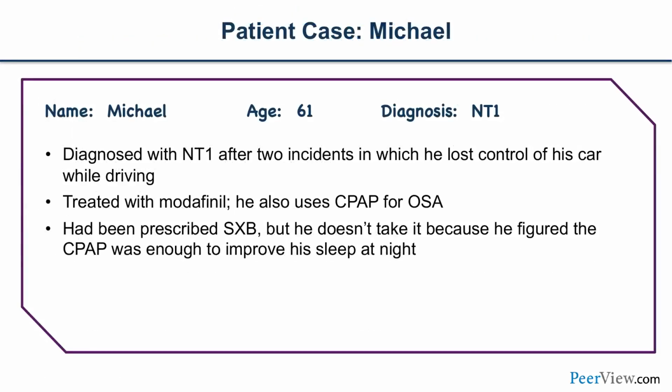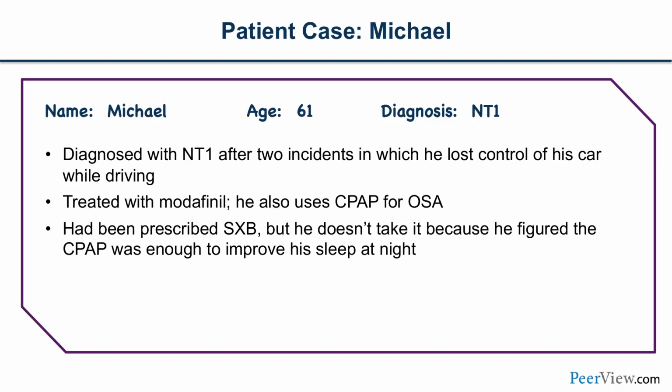So here we have Michael. He's 61. He has type 1 narcolepsy, which was diagnosed after 2 incidents in which he lost control of his car while driving. This is not uncommon. There is an increased prevalence of sleep apnea in narcolepsy patients. We know that about 25% of patients with narcolepsy eventually develop sleep apnea.